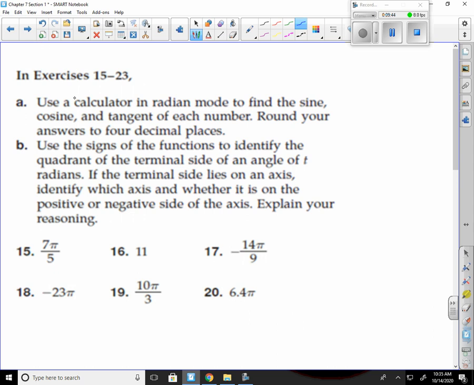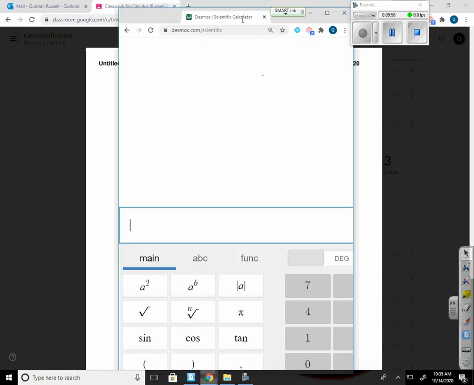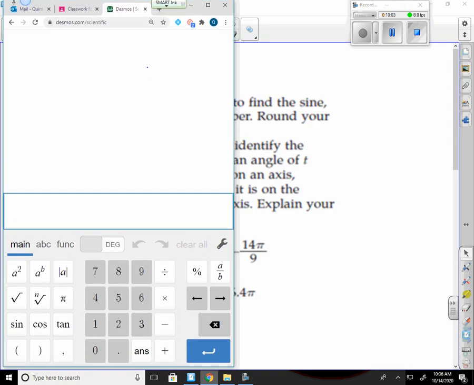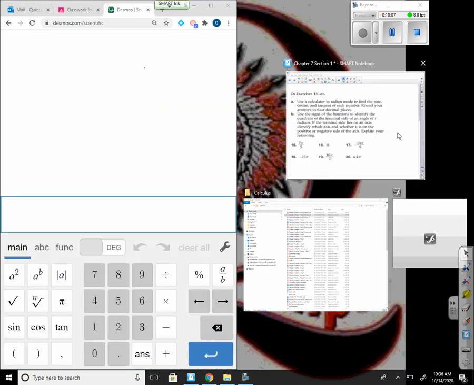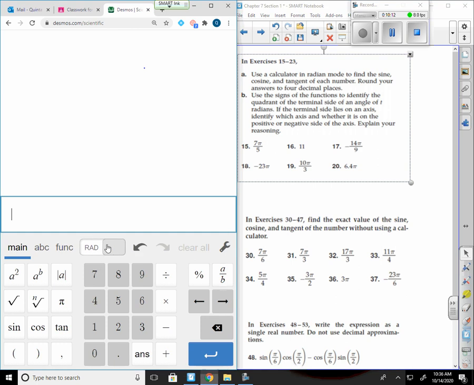15 to 23 was not supposed to be, or 15 to 20 was not supposed to be that hard. Basically, you were going to get a calculator. You were going to find the sine and cosine of these angles. So if I put 7 pi over 5 in, make sure your calculator is in radian mode, as I told you multiple times before.